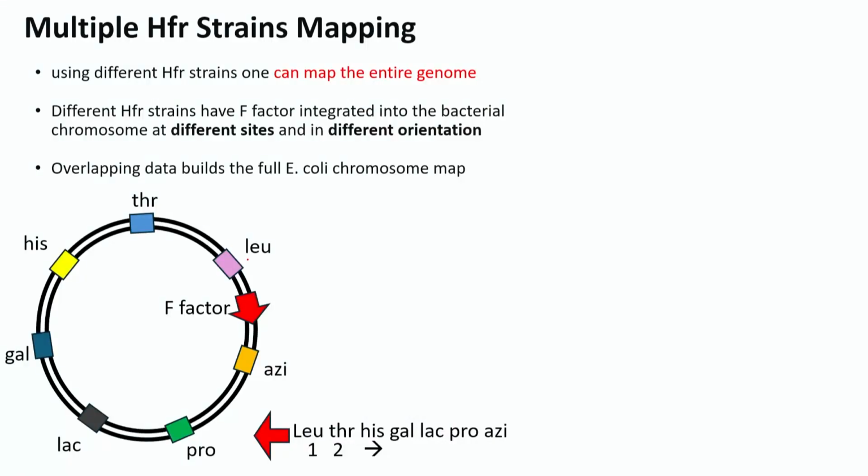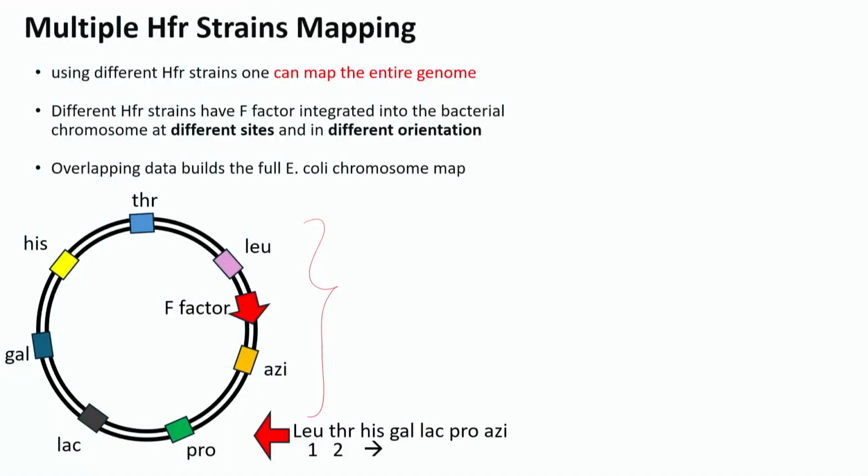If you pay attention to this circular map here, you see I have shown these genes arranged on this map. First of all, initially it was not known that the bacterial genome is circular. You will see how it was discovered that this genome is actually circular. But for our convenience, I have just put it the way the bacterial genome actually is. So you can see in this particular genome, the F factor got integrated at this particular location. In this Hfr strain, the F factor is integrated here, between these two genes, leucine and azithromycin.